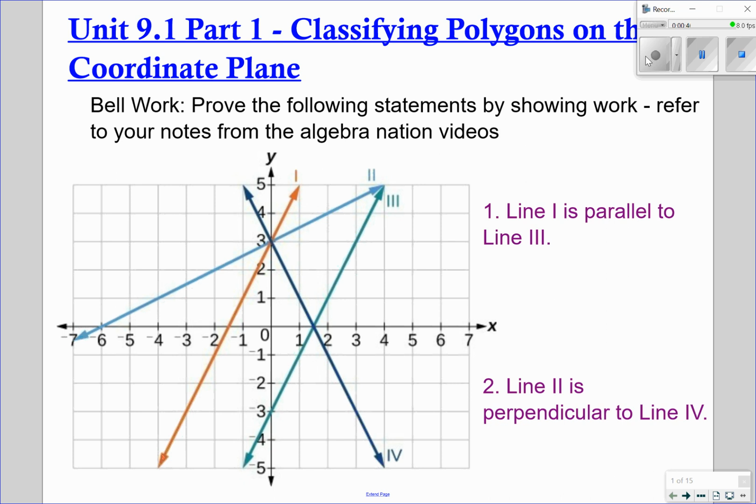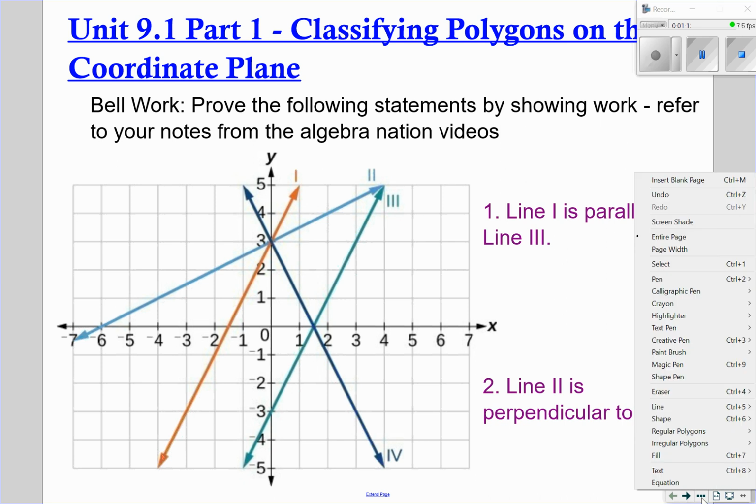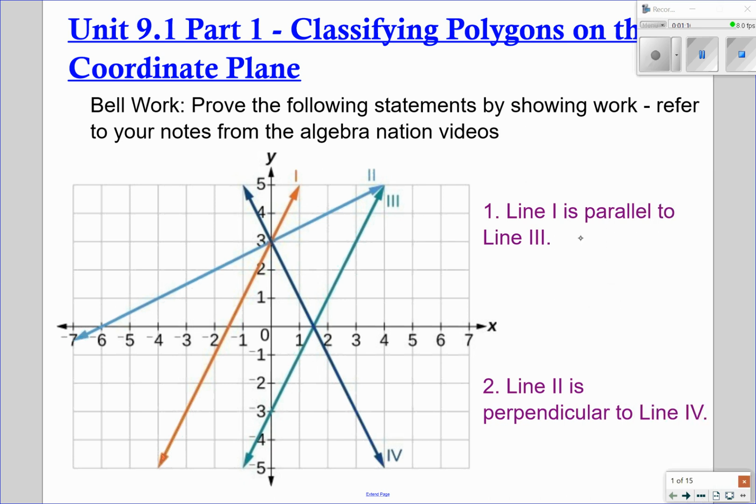If you will, take a few minutes, go ahead and pause the video, and think about how to answer the following question. So go ahead and pause. If you were to go forward in proving the following statements true by showing your work, we're going to need to refer to the slopes of these lines. So number 1 says that line 1 is parallel to line 3. Well, if we need to prove that lines are parallel, remember our first go-to is to prove that the slopes are equal. So we're going to go ahead and see if that is the case.